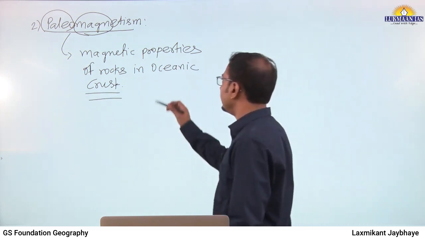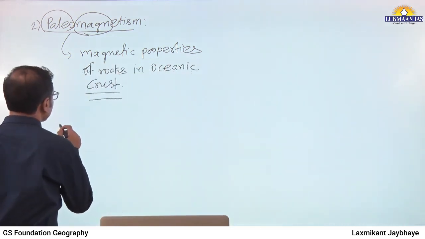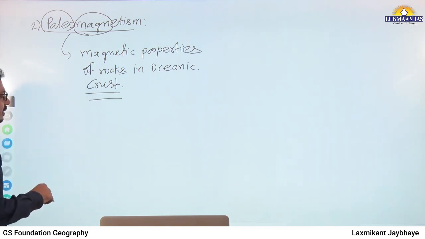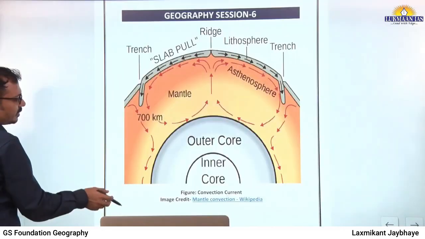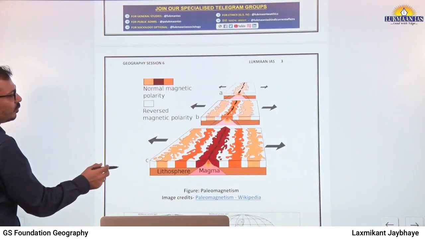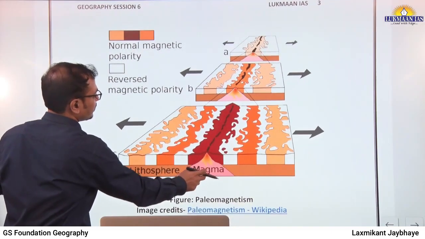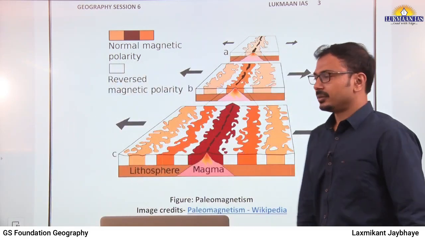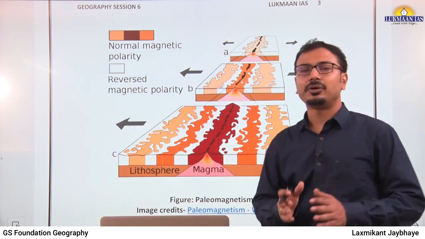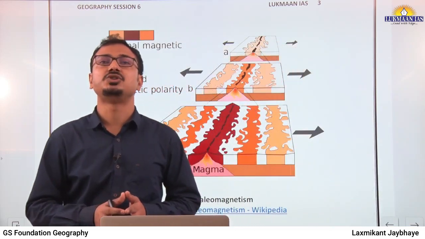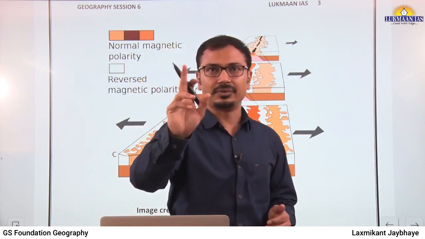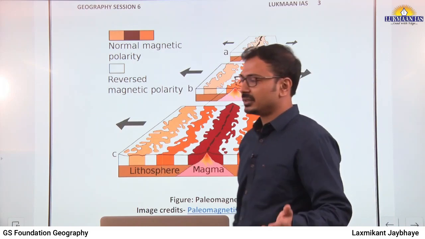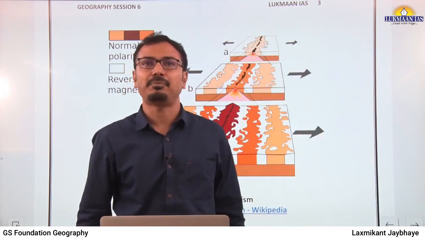Now, after the study of these magnetic properties, it is understood that the rocks which are formed in the mid-oceanic region, see the diagram here. This is very important. Earlier, in the magnetic field of the earth, we have seen there are geomagnetic reversals. We learned about that. There are geomagnetic reversals over thousands of years. In the past, such reversals happened.